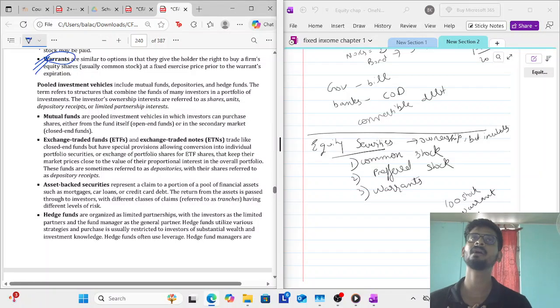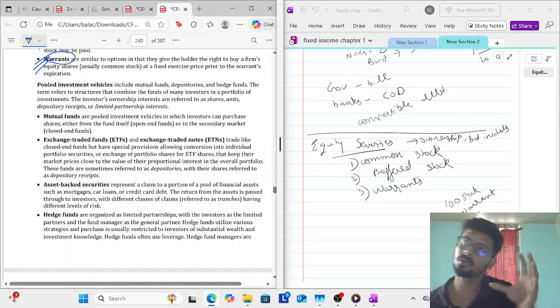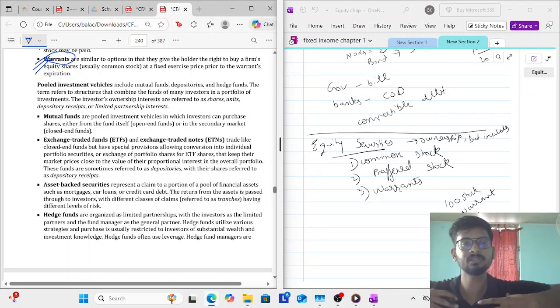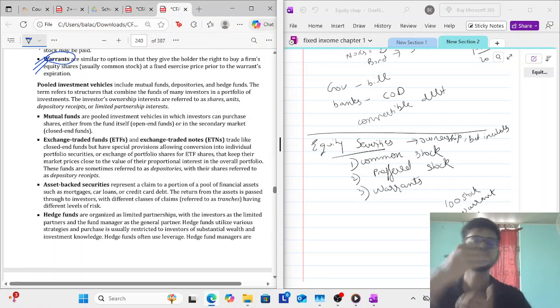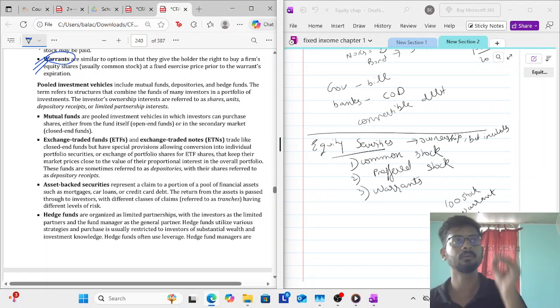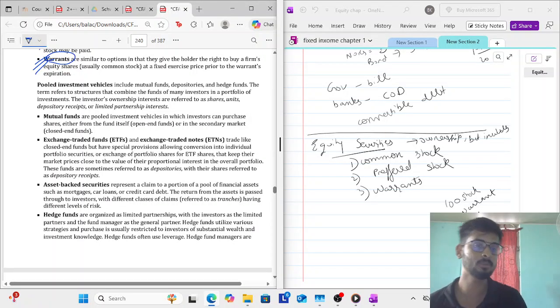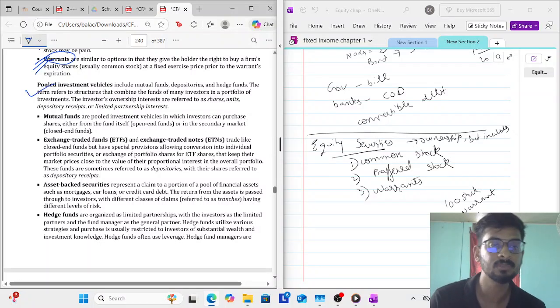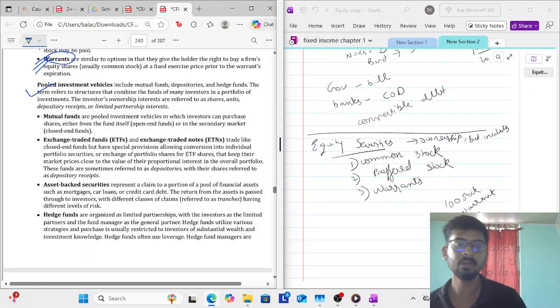So basically most of us know about mutual funds. Everyone is paying about 100 rupees, 200 rupees to the mutual fund house. What the mutual fund house is doing is collecting it as a pool and managing the fund collectively. So we are sharing, we can see that as NAV or shares as units or depository receipts or limited partnership interest. Not only mutual funds but depositories and hedge funds all work as pooled investment vehicles. So now let's come to the types of these.